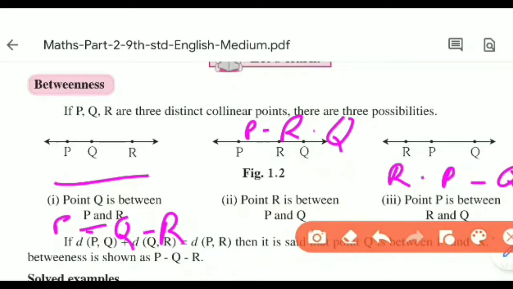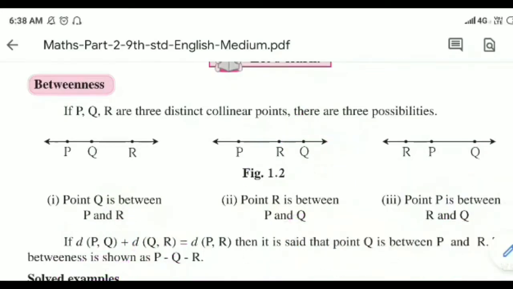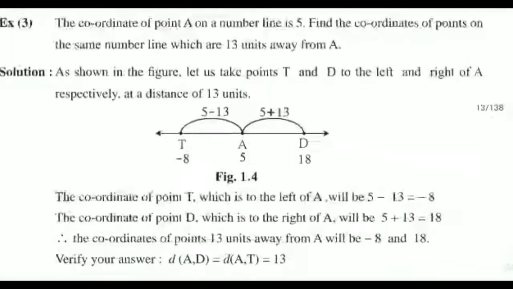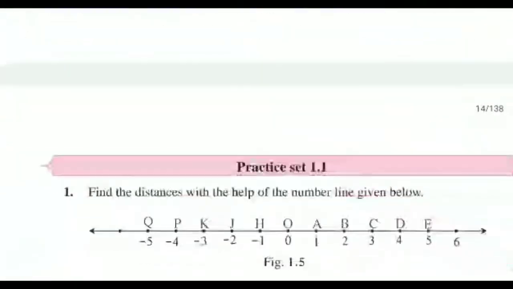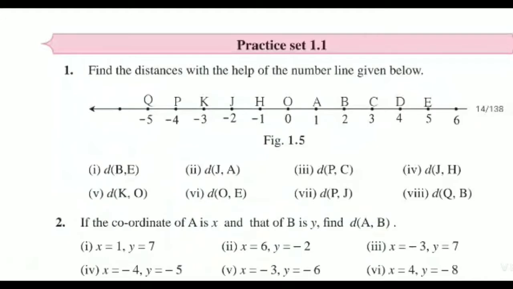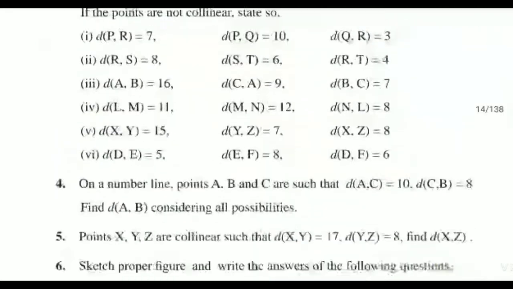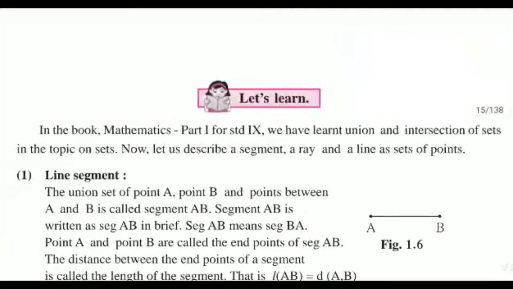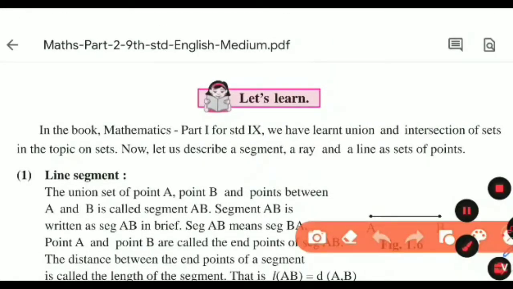In this way we saw how to find the distance between points on a number line. After that we saw the solved examples, and I hope all of you solved practice set number 1.1. Okay, and after that today we will see the let's learn part. The part we will see is in our textbook, Mathematics Part 1, Standard 9. We have learned union and intersection of sets.